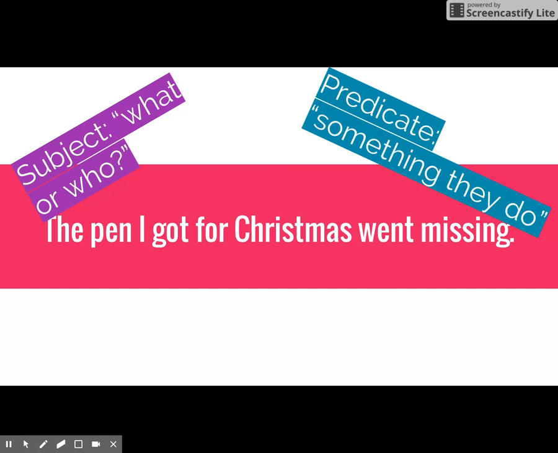All right, let's try this one. The pen I got for Christmas went missing. What's the subject? What's the predicate? The pen I got for Christmas is the subject. Went missing is the predicate. Now, if you look, there is this word got, that is a verb. It's in the subject though, because it's the pen I got for Christmas. It's this little piece that's sort of more information about the pen. So the pen I got for Christmas, the whole thing together is the subject, and the predicate is went missing.